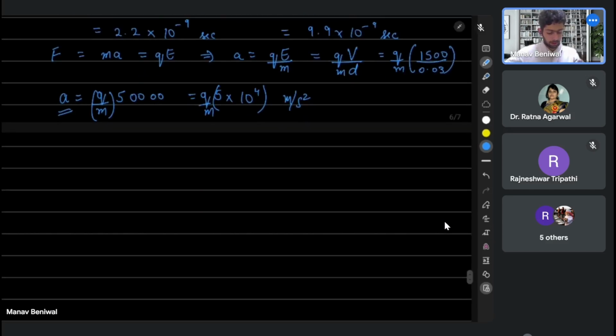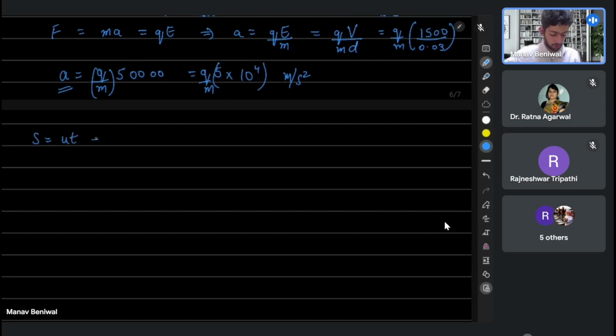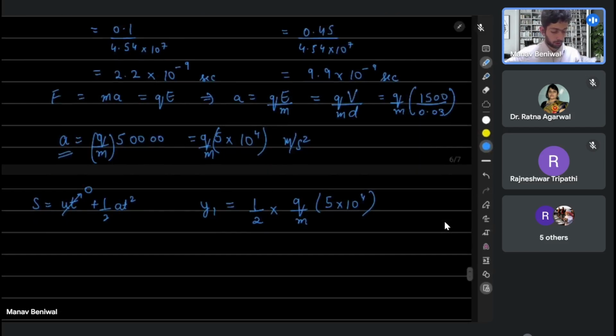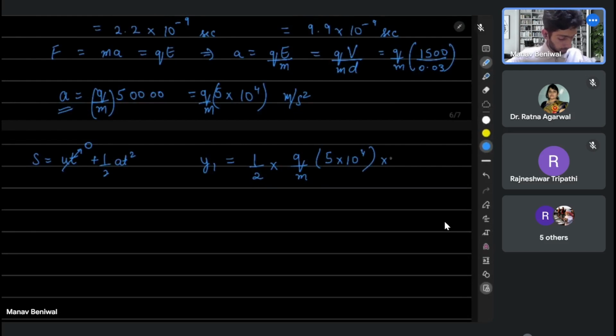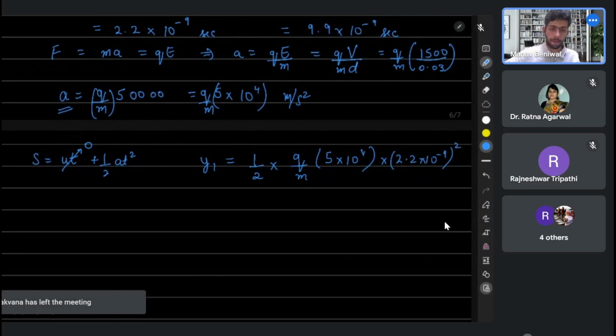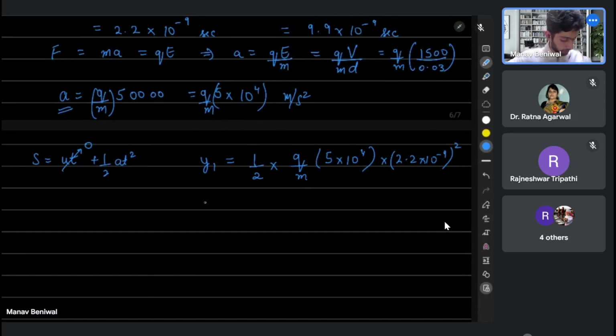Okay. So now again, using the equation which we used earlier, S equals ut plus half at squared, what we will get is y1, which is our S. This term is simply 0 because u is 0, so this is nothing but half into a, which is q by m times 5 into 10 to the power 4, and t squared, where t is what we calculated here, 2.2 into 10 to the power minus 9, and we will square this. So we get y1 here in terms of q over m.